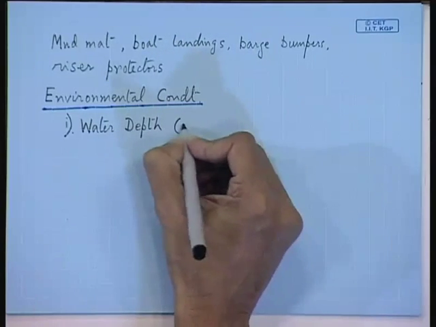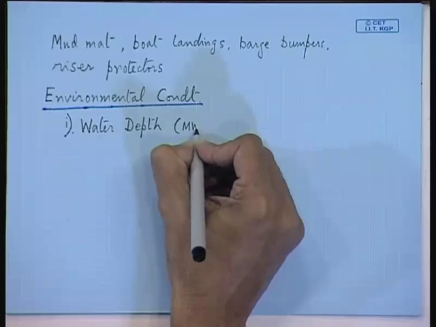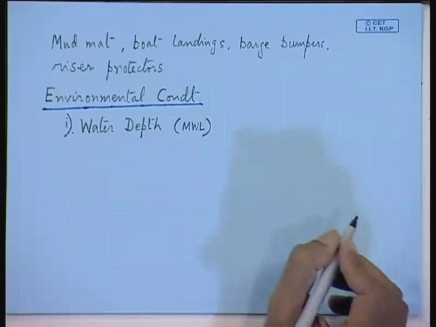Now, if you want to resist overturning moment, the first thing is you increase the base area, isn't it, to prevent toppling. So that is water depth, which you normally design from the mean water level, MWL.